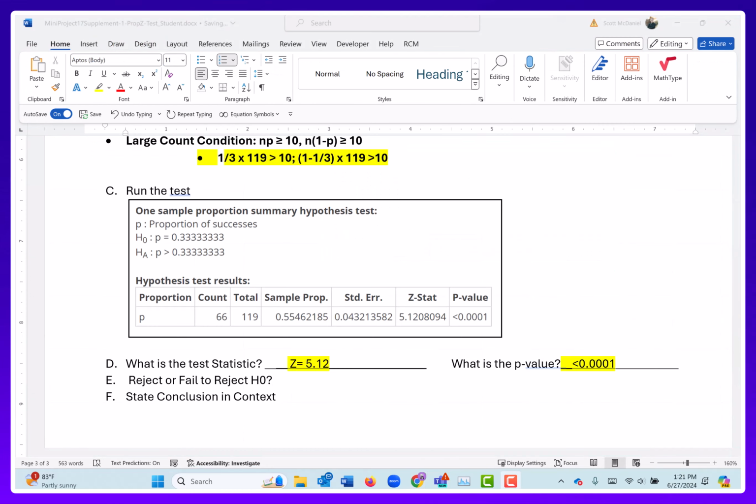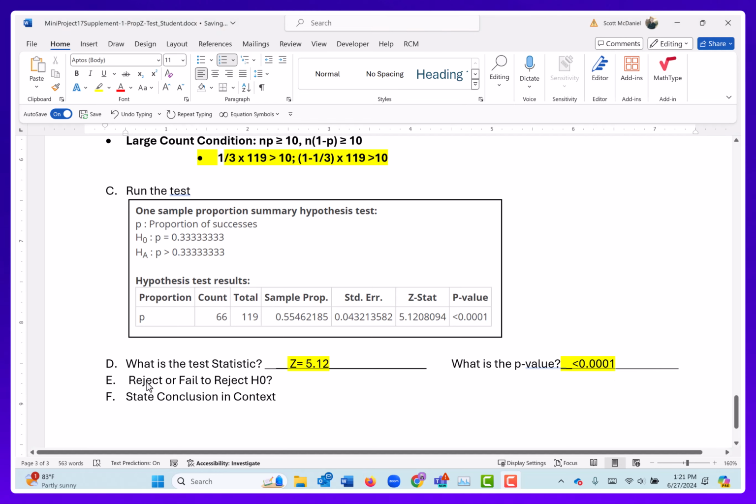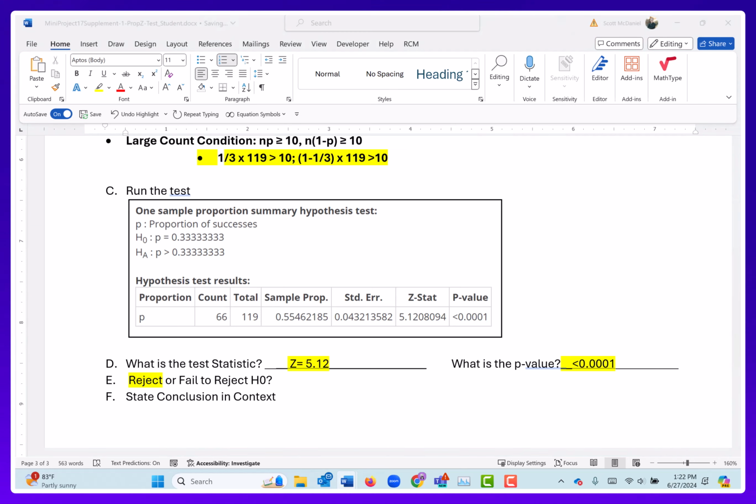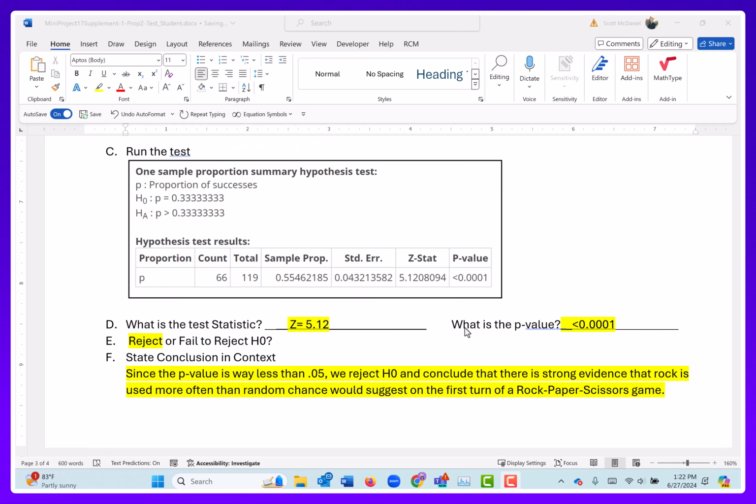Okay, so what do we do now? Do we reject or fail to reject? Super small p-value, very unlikely to occur by chance, so we're going to reject H0. Now let's state the conclusion in context. So since the p-value is really low, we're going to reject H0 and conclude that there is strong evidence rock is used more often than random chance would suggest on the first turn of rock, paper, scissors. All right, so I hope that helps.